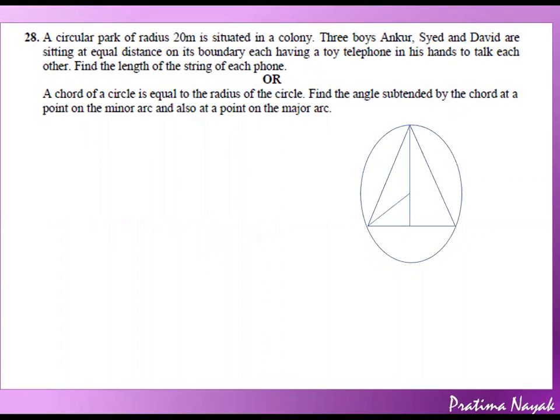Next, a circular park of radius 20 meters is situated in a colony. 3 boys, Ankur, Syed and David, are sitting at equal distances on the boundary. That is, AS is equal to AD is equal to SD. They have toy telephones and are talking to each other. Find the length of the string of each phone. You have to find the length of AS, or SD, or AD.